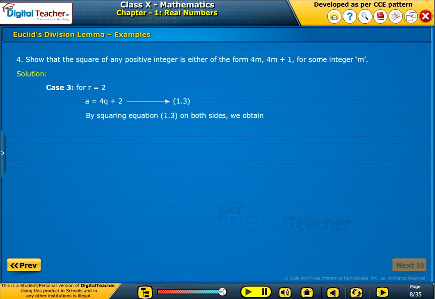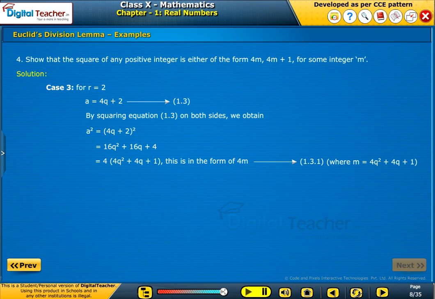By squaring equation 1.3 on both sides, we obtain a square is equal to 4q plus 2 whole square, that is equal to 16q square plus 16q plus 4, which is in turn equal to 4 into 4q square plus 4q plus 1. This is in the form of 4m. Let it be represented as equation 1.3.1.